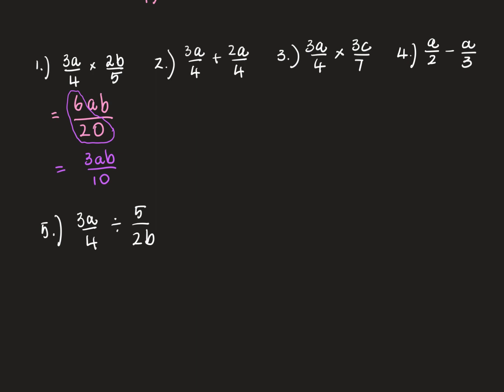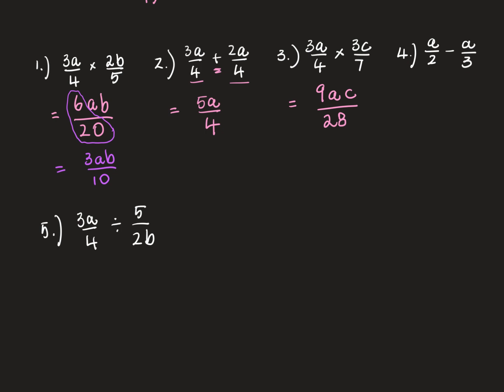Next one here, oh look, I'm adding fractions and the denominators are both the same. So all I do is say 3a plus 2a is 5a, and I keep the denominator the same. Next one here, I'm multiplying. So what do I do? I multiply across the top. 3a times 3c, well 3 times 3 is 9, a times c is ac. Over 4 sevens are 28.